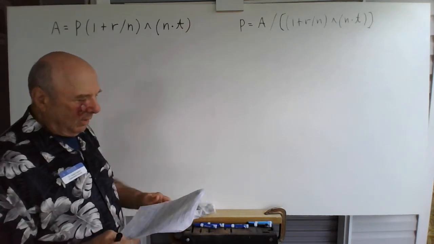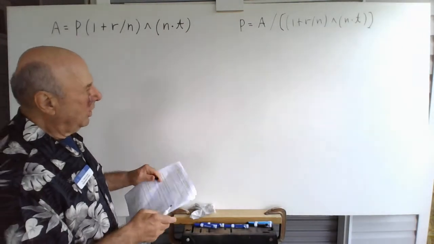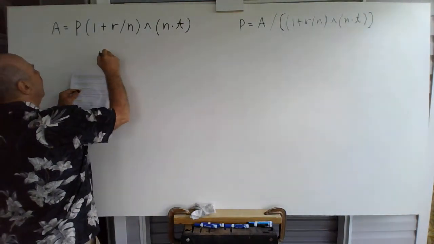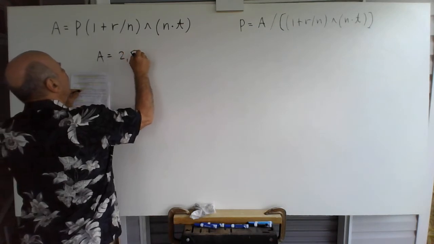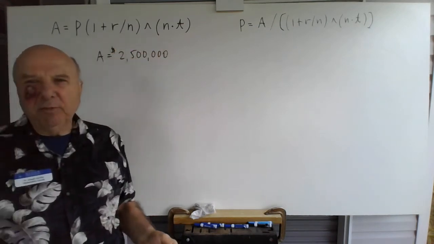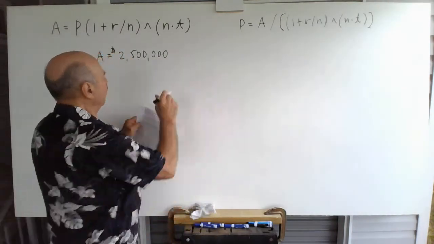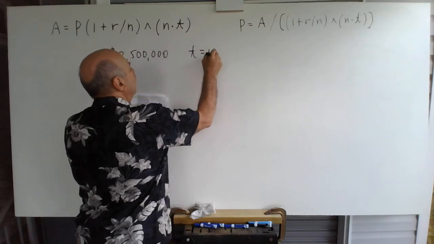So that's their future value, $2.5 million. That's what they need for the new water tower. And they need it in 10 years. So T equals 10.